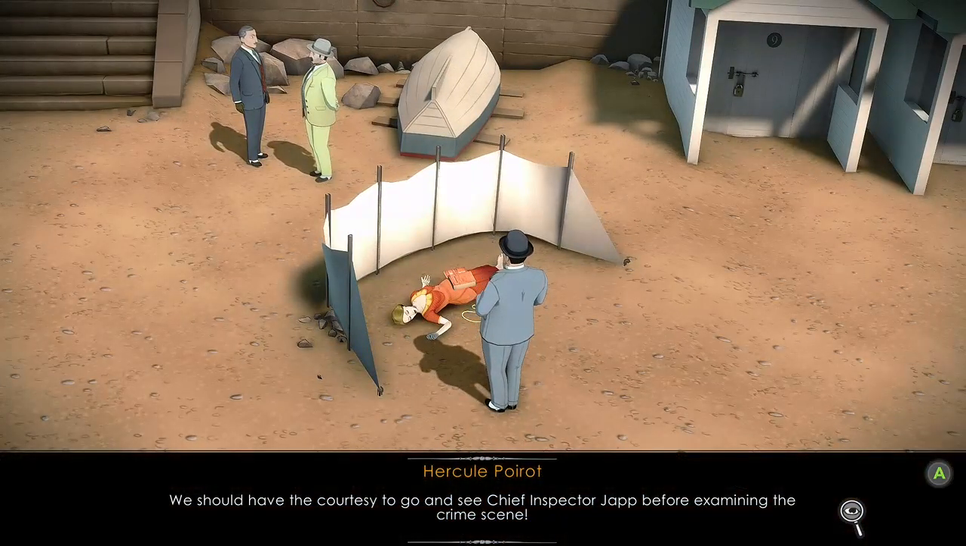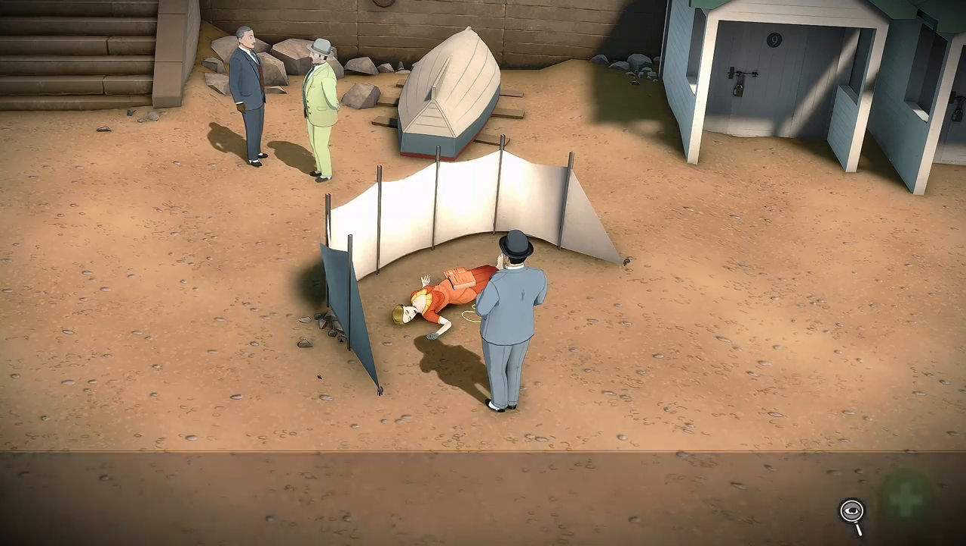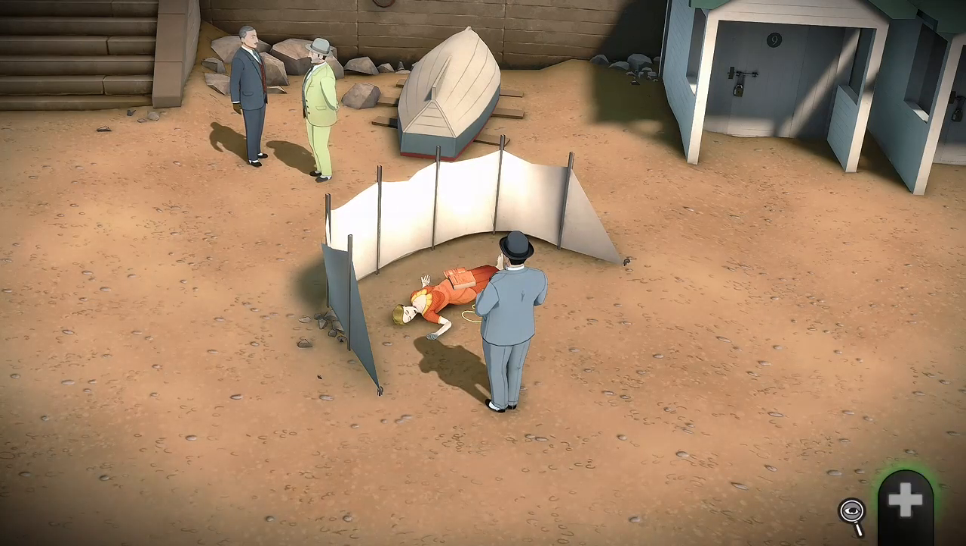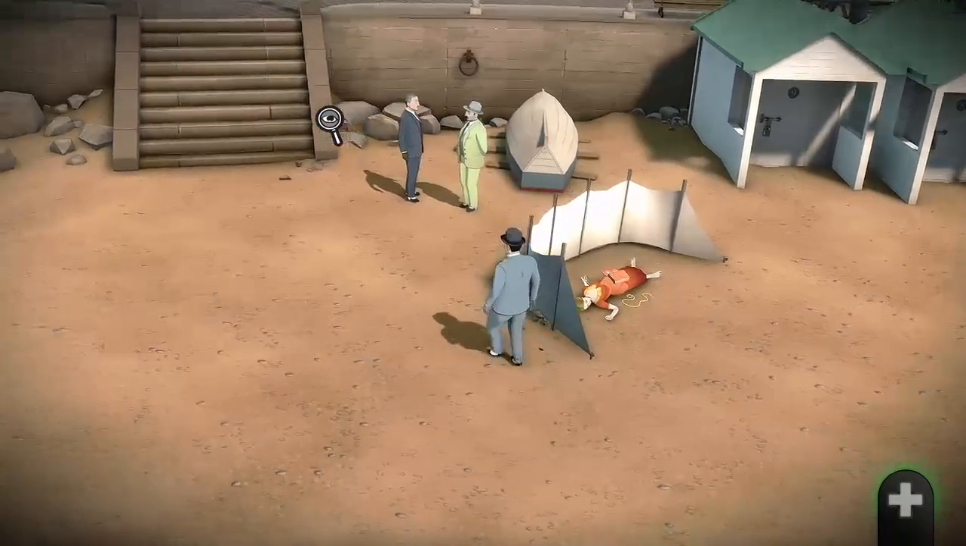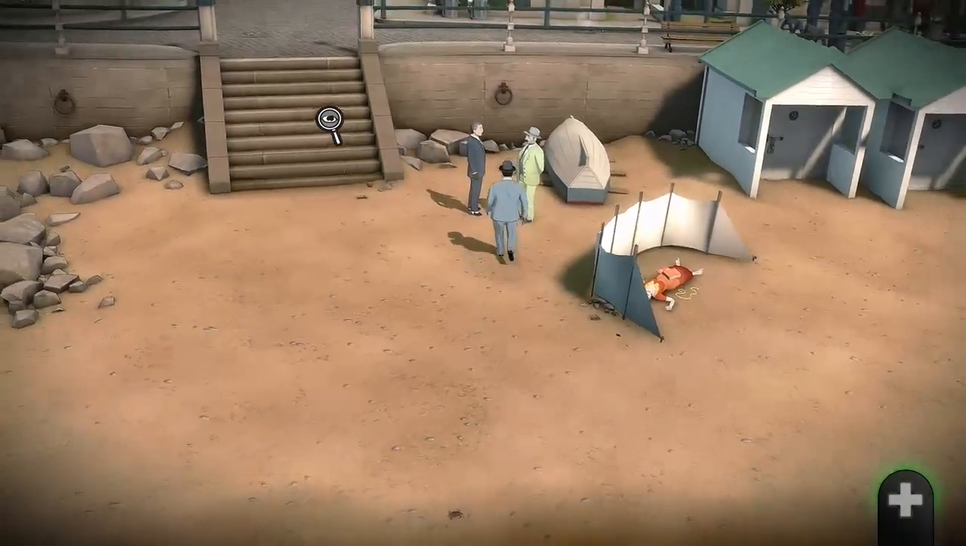We should have the courtesy to go and see Chief Inspector Japp before examining the crime scene. Must we? Hang on, has she got the same necklace there as what we saw in that box? Oh no, it looks like rope.